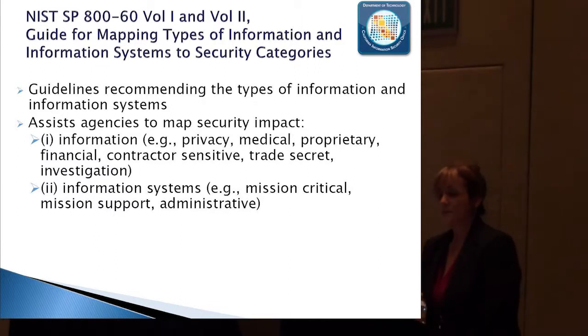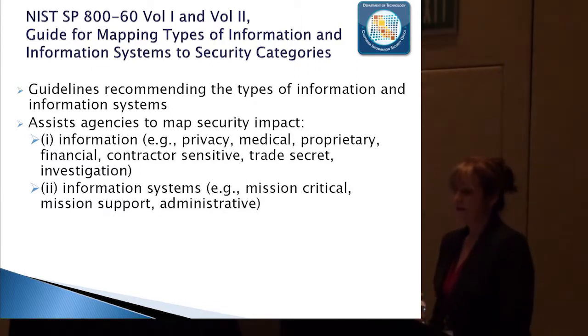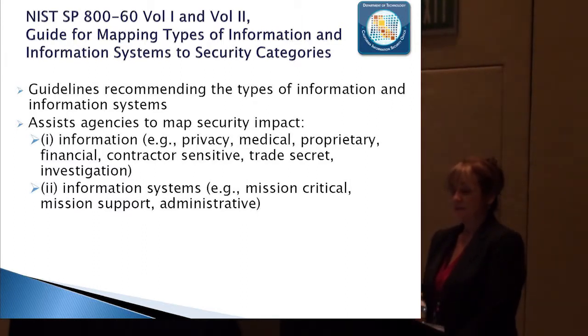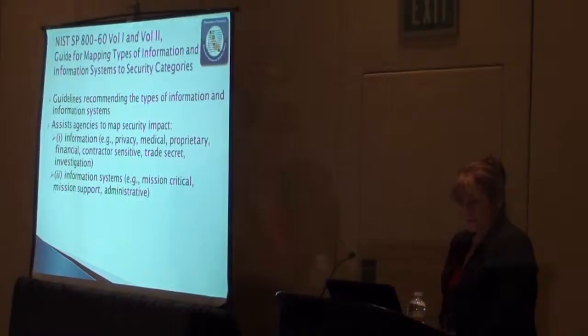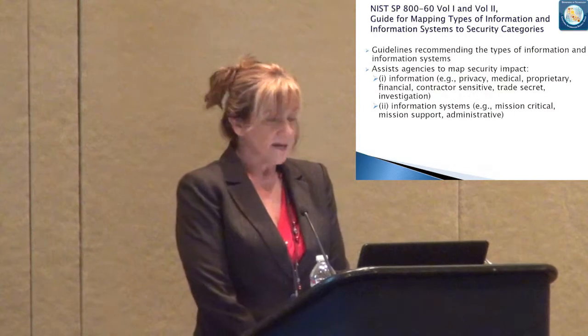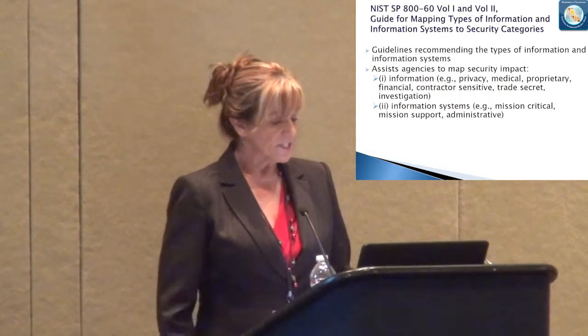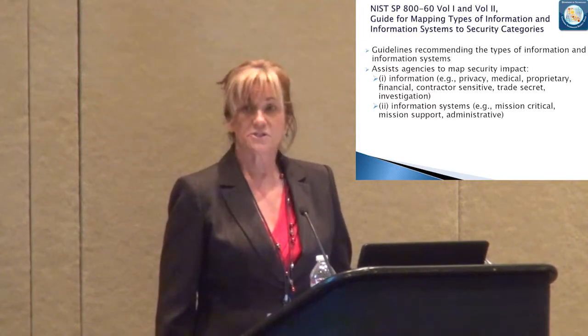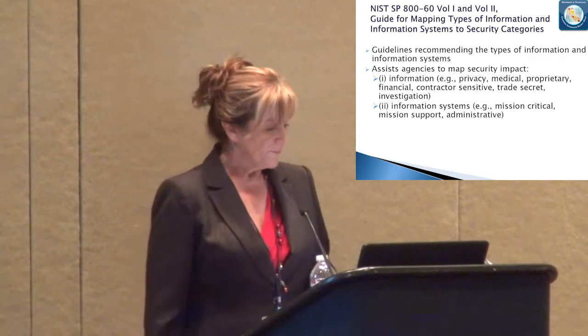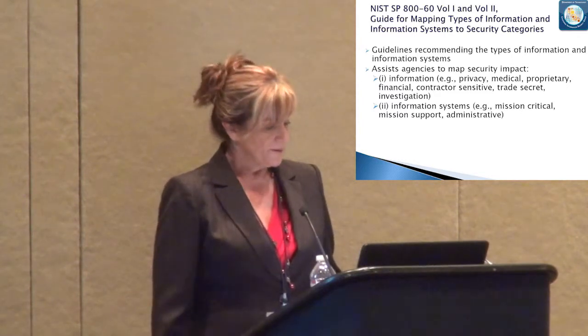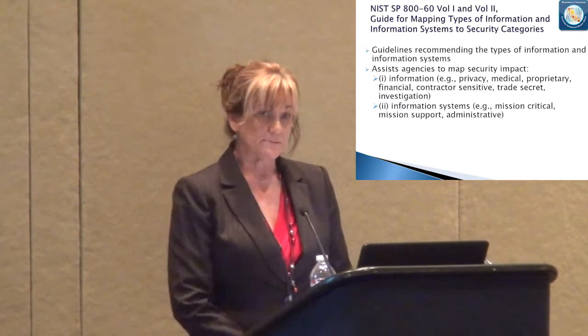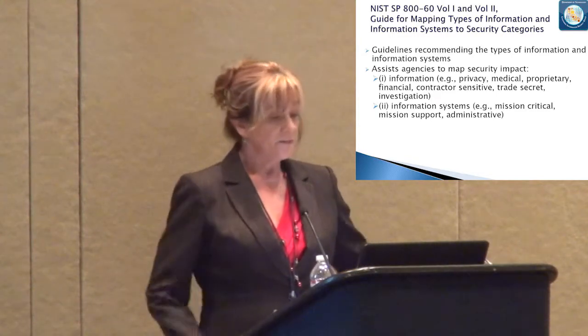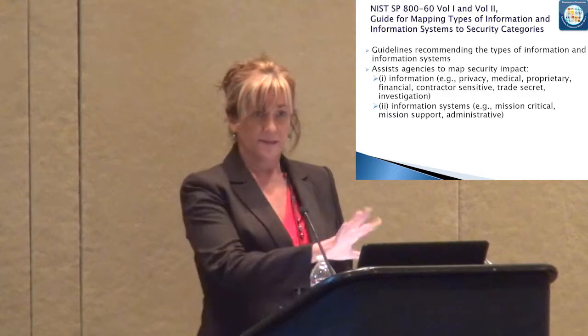Okay, so NIST Special Publication 800-60, Volumes 1 and 2. It's a guide for mapping types of information and information systems to security categories. This is the first step. It has to be done first. It provides the guidelines for recommending the types of information and information systems to be included in each category of potential security impact. It assists agencies to map the security impact levels in a consistent manner to the types of information and information systems, and they're listed there.